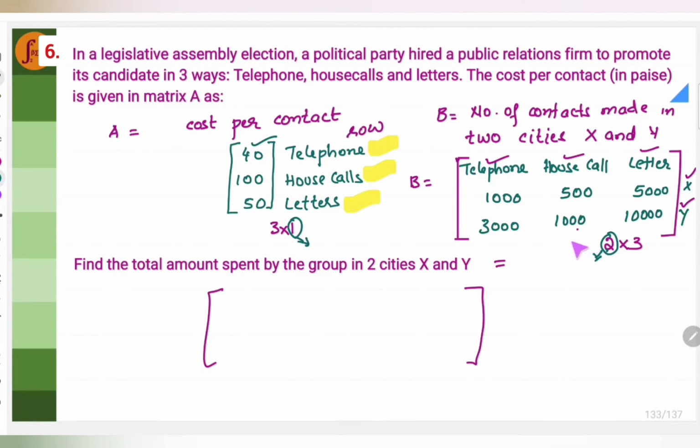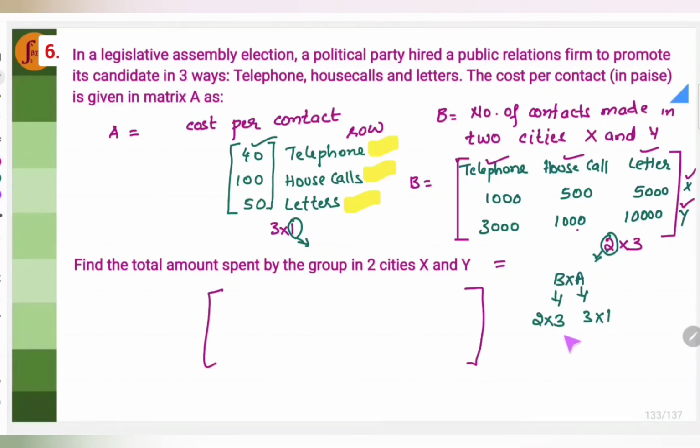The condition is failing. So now let's try to reverse. Whenever you see some situation like this, reverse it. Instead of making it as A into B, make it as B into A. Order for B is 2 by 3 and order for A is 3 by 1. Now let's see if the condition is met. Column count of this and row count of this is same. So that means we can proceed with matrix multiplication.